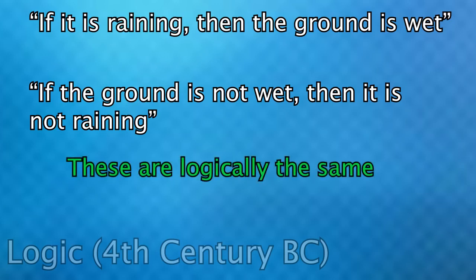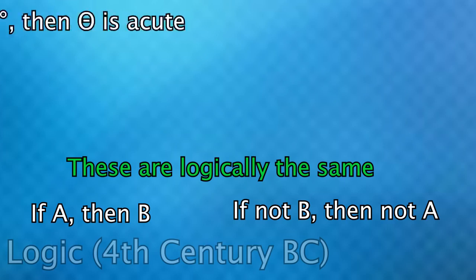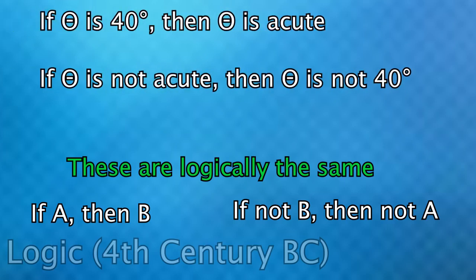In fact, whenever you say if something, then something else, it is always the same as saying if not the second thing, then not the first thing. If an angle is 40 degrees, then it is acute, and if an angle is not acute, then it is not 40 degrees, are logically the same thing.